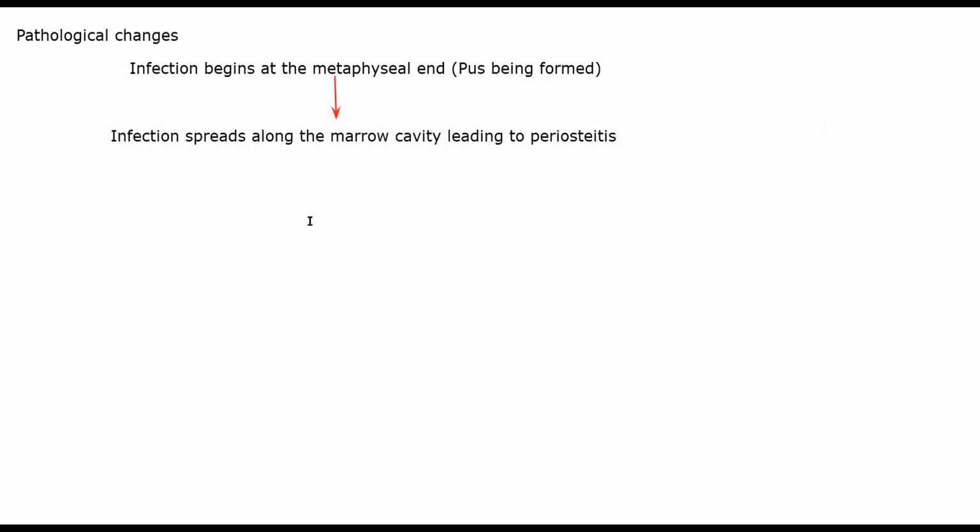Now, sometimes what will happen is, along with periostitis, this will reach the subperiosteal spaces, directly under the periosteum, and it might start forming abscesses. Specifically, subperiosteal abscesses can be seen. So, from here, subperiosteal abscesses. Okay, what is happening now? Infection is starting in the bone, specifically at the metaphyseal end, and it starts spreading into the bone and around the bone.